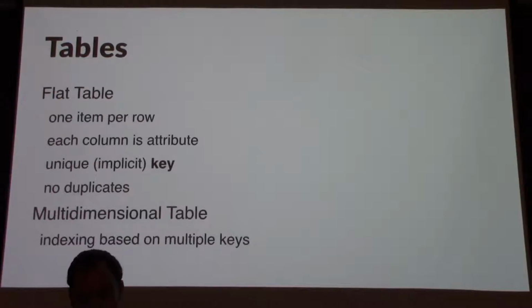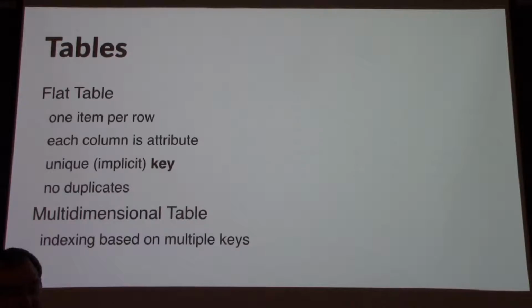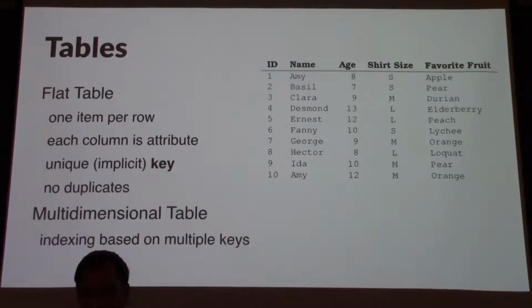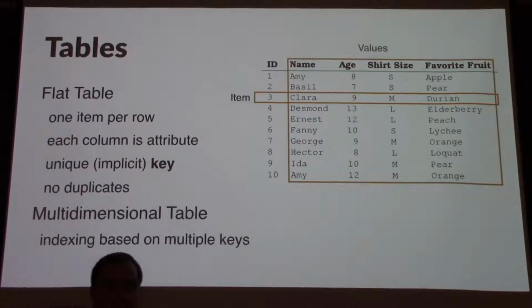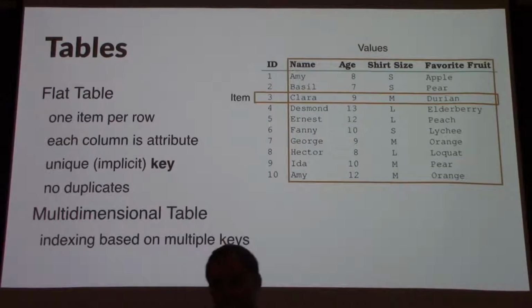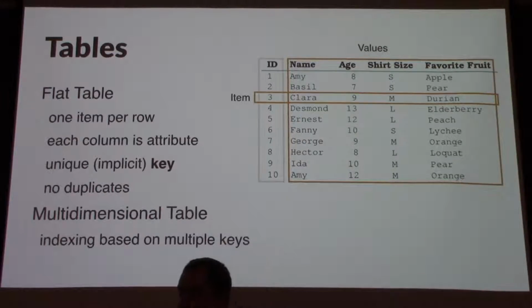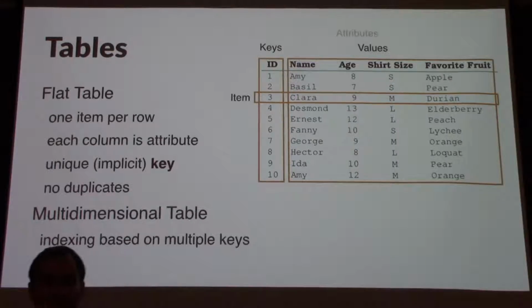And then we started talking about tables. In a flat table, we would have one item per row. So the flat table was one of the examples that I showed you earlier. So this one here, and each column is an attribute. And in a table, we always have a unique key. And that could either be the index, or it could be an explicit identifier. The thing is, of course, that it needs to be unique.